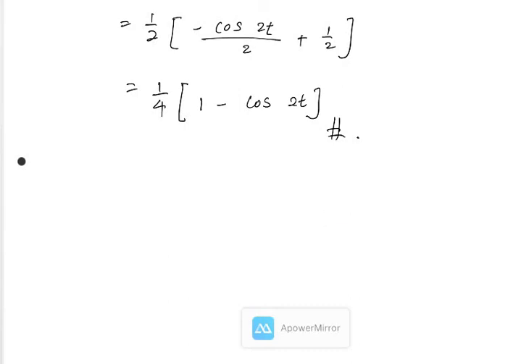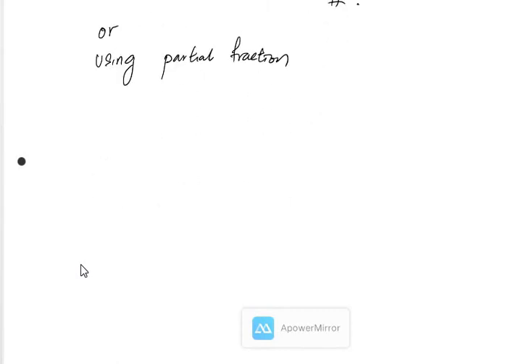So that is how we solve using the transform of integral. Alternatively, we can use partial fractions. Using partial fractions, 1 over s in the bracket s squared plus 4, we can obtain a over s plus bs plus c, divided by s squared plus 4.